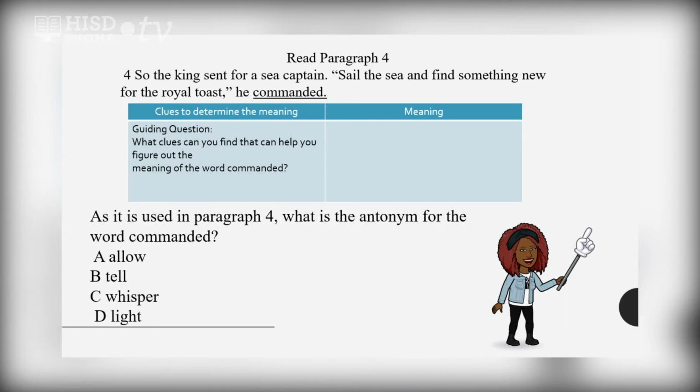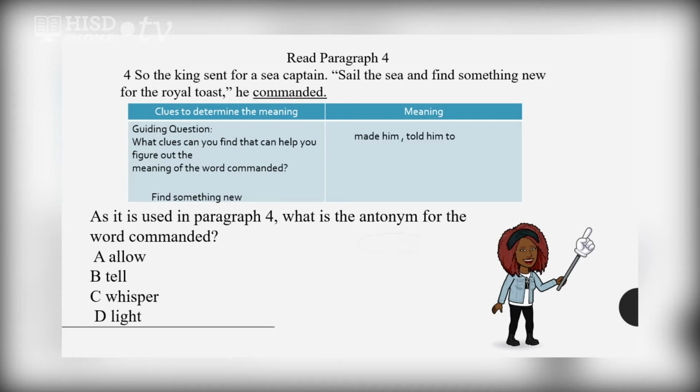Let's check our answer. So the king sent for a sea captain. Sail the sea and find something new for the royal toast, he commanded. What clues can you find that can help you figure out the meaning of the word commanded? I pulled out the words find something new. He wanted him to find something new. So from there, I determined that the meaning was that he made him or told him to do something. He commanded for him to do this.